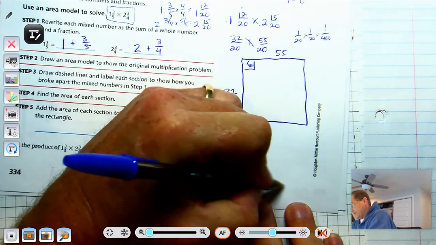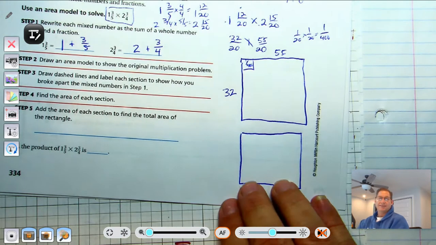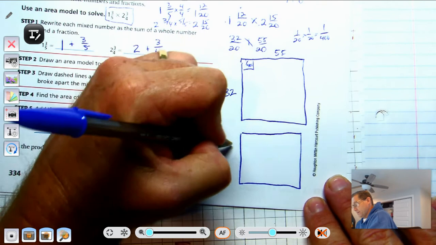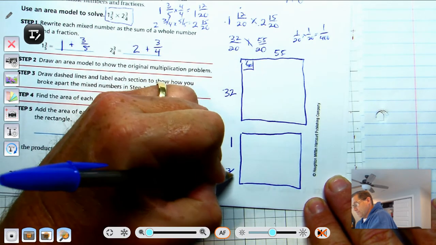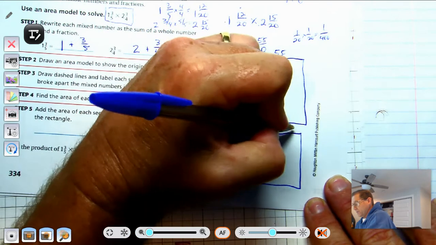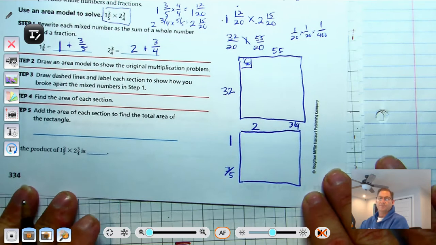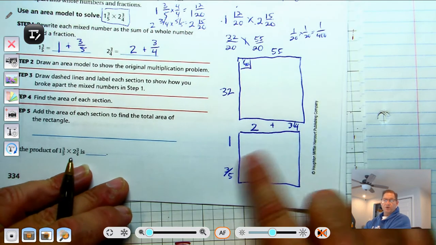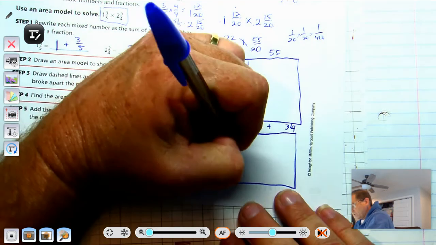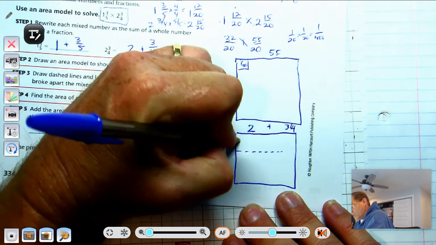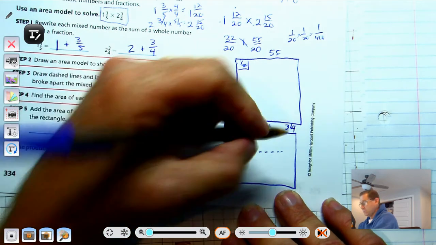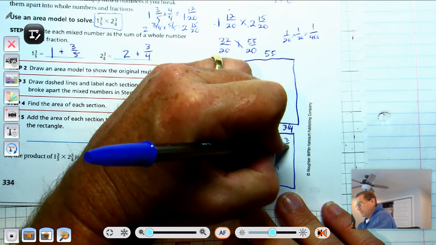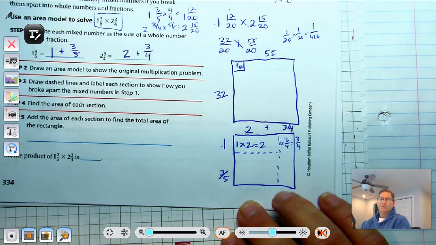So now let's instead just write it as 1 3/5 times 2 3/4. Okay, so what did we do on this one? We're using the mixed numbers and just breaking them apart. So we're going to do 1 times 2, which is 2. And we're going to do 1 times 3/4, which is 3/4.